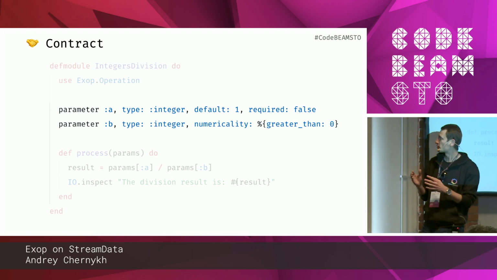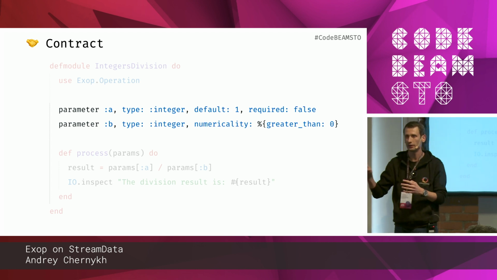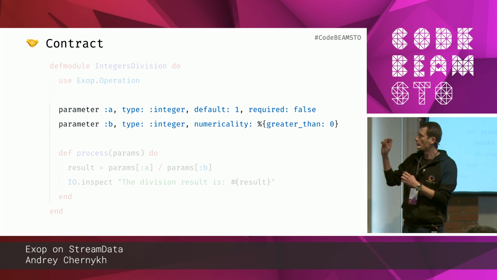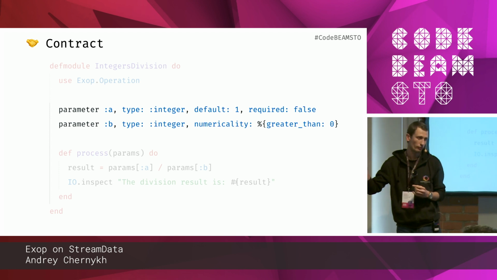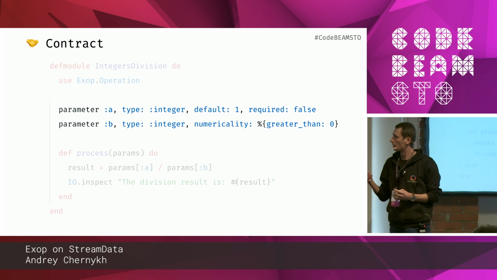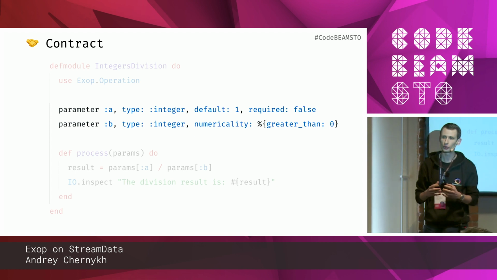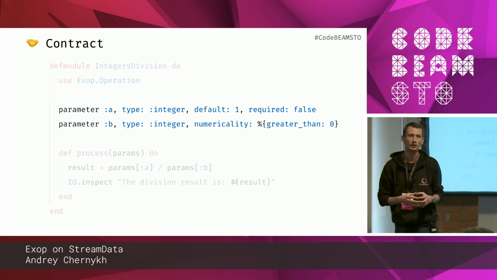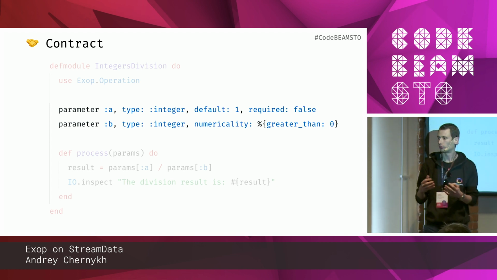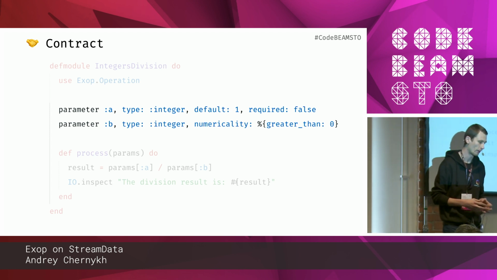And once those parameters pass their validation, they go to the process function. And once you invoke this process function, invoking this business logic, you are sure that incoming parameters were already validated and you can work with them.